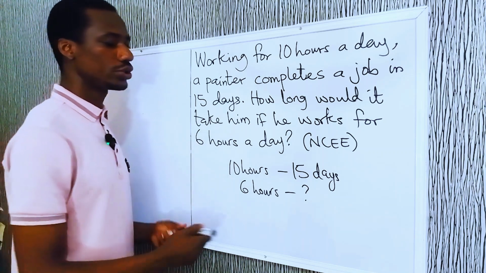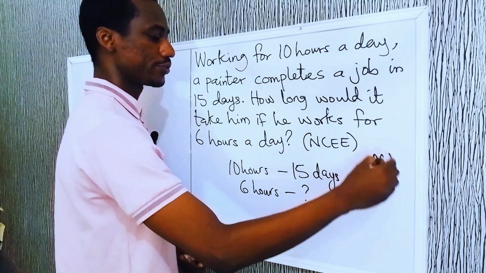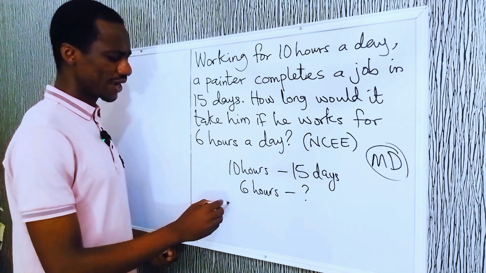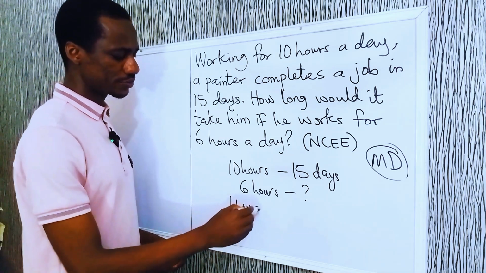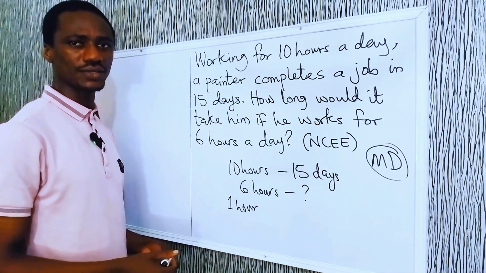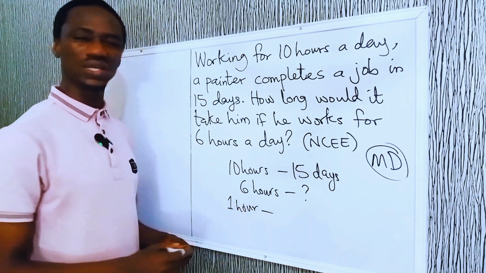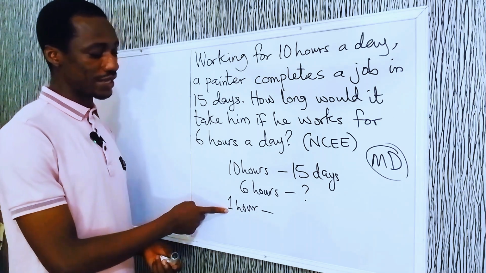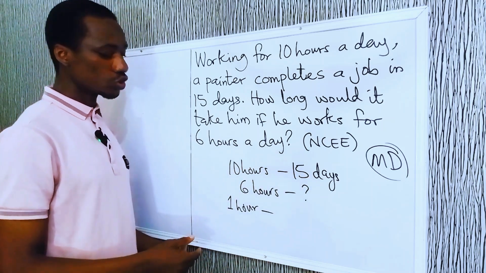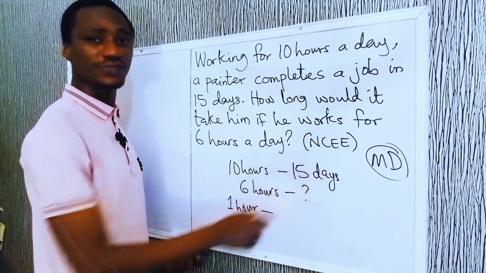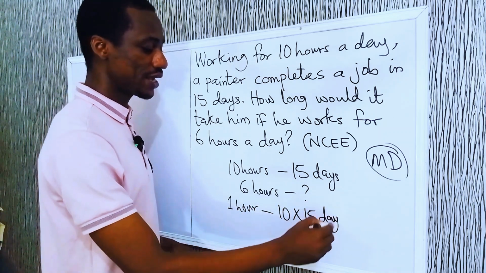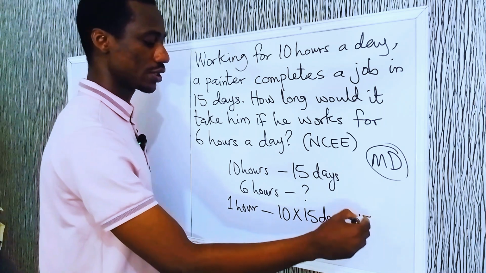So now, how do we do it? Remember, this is going to be MD. For us to know this, we find for 1 hour per day, and then we share that for 6 hours. So if he's working at 1 hour per day, how long will it take him? 10 hours will take him 15 days, so 1 hour will take him 10 times 15 days. And 10 times 15 is 150.